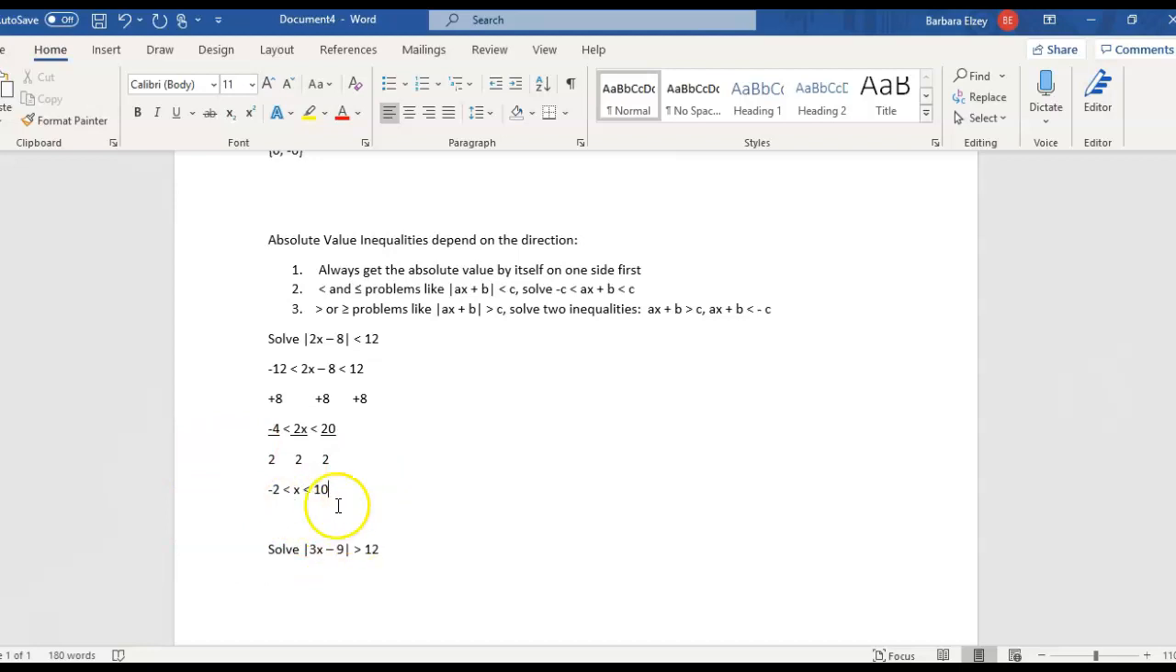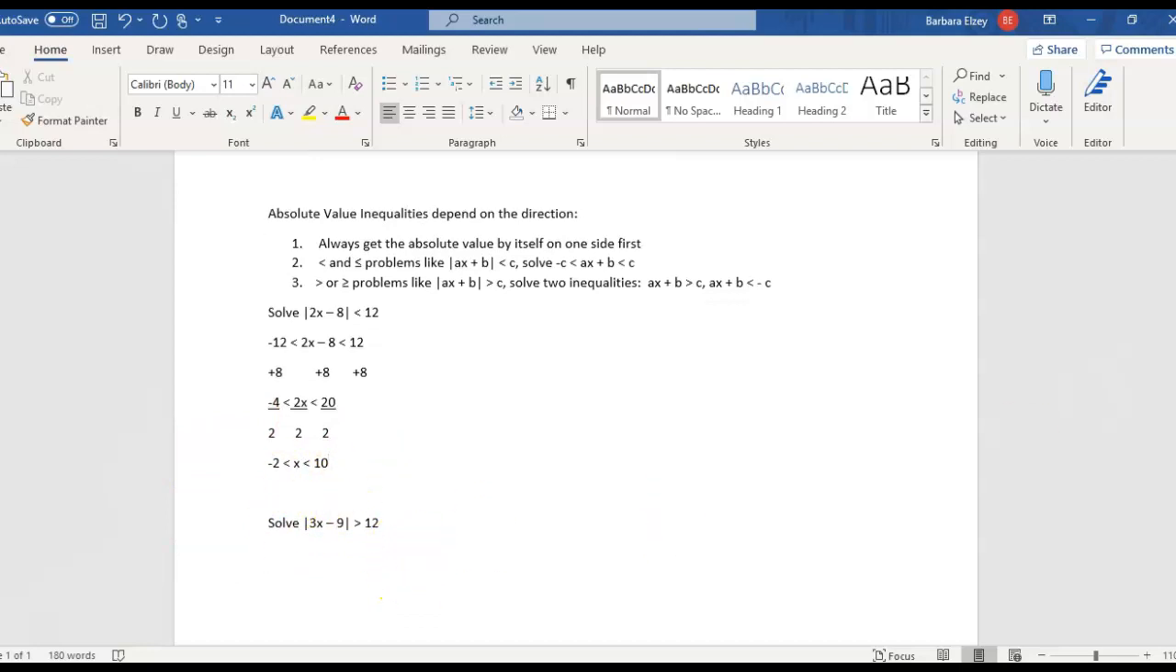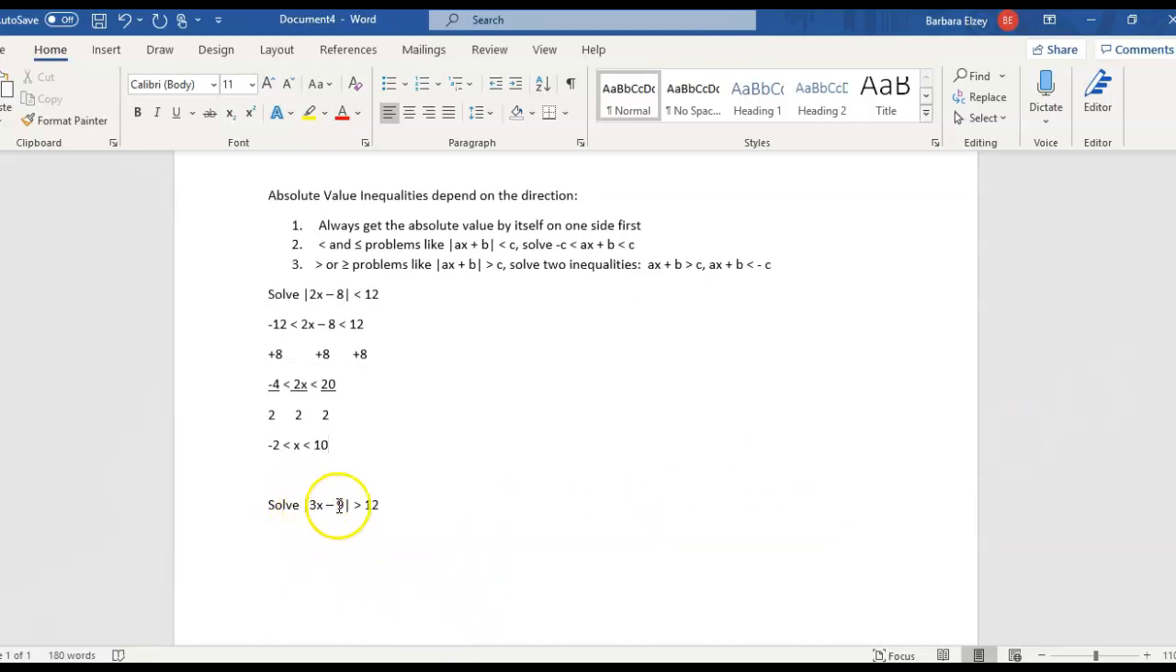All right, now, let's take a look at this greater than problem. First, let's notice the absolute value is by itself on the left, so we can go ahead and proceed with step 3. Since this is a greater than problem, we're going to solve two inequalities. So our first inequality, we just drop the absolute value, so it's that. Our second inequality, however, will drop the absolute value on the left. We will flip the inequality symbol, and we'll put a negative 12 on the right.